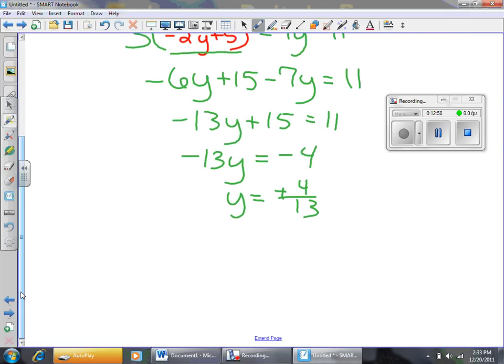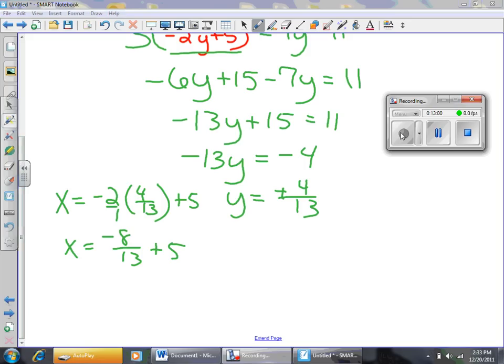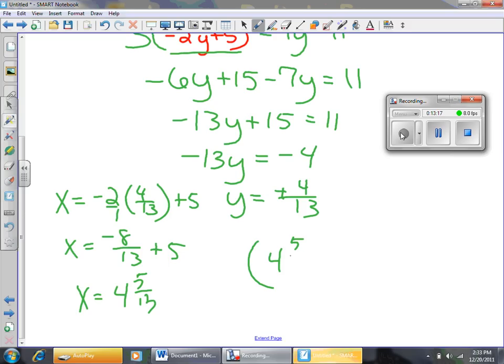I'll go ahead and pause and get x now. I plug it into the x equals -2y plus 5 equation. I get x equals -8/13 plus 5. I know that x must equal 4 and 5/13. So my solutions are 4 and 5/13 for my x coordinate and 4/13 for my y coordinate. And there you go, solving by substitution.